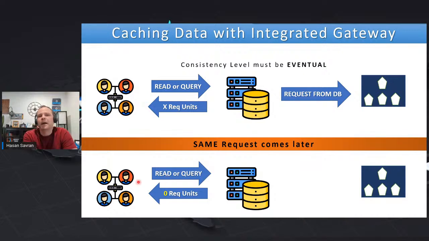Next, if we make the same read or the same query, our gateway server is not going to go to Cosmos DB anymore, because it knows that we already got this, and that's going to cost us 0 request units. So all this functionality is living in the dedicated gateway server.